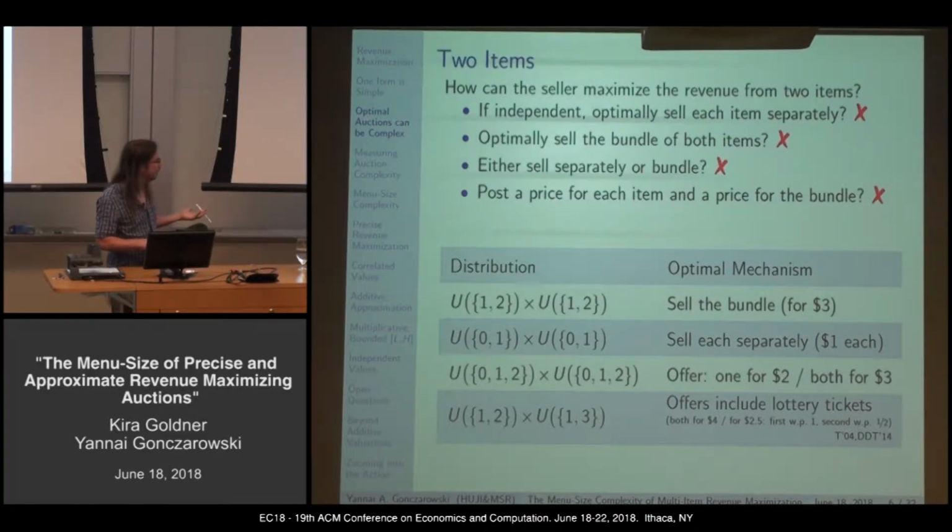This is not an IID distribution, but there exist IID distributions that also give this phenomenon. And offers here include lottery tickets. So the optimal mechanism here is to tell the buyer, you choose between the following three options. Either you leave, get nothing, pay nothing, or you get both of these for $4, or you get the clicker with probability 1 and the pen with probability 1/2, and you pay $2.50 for this.